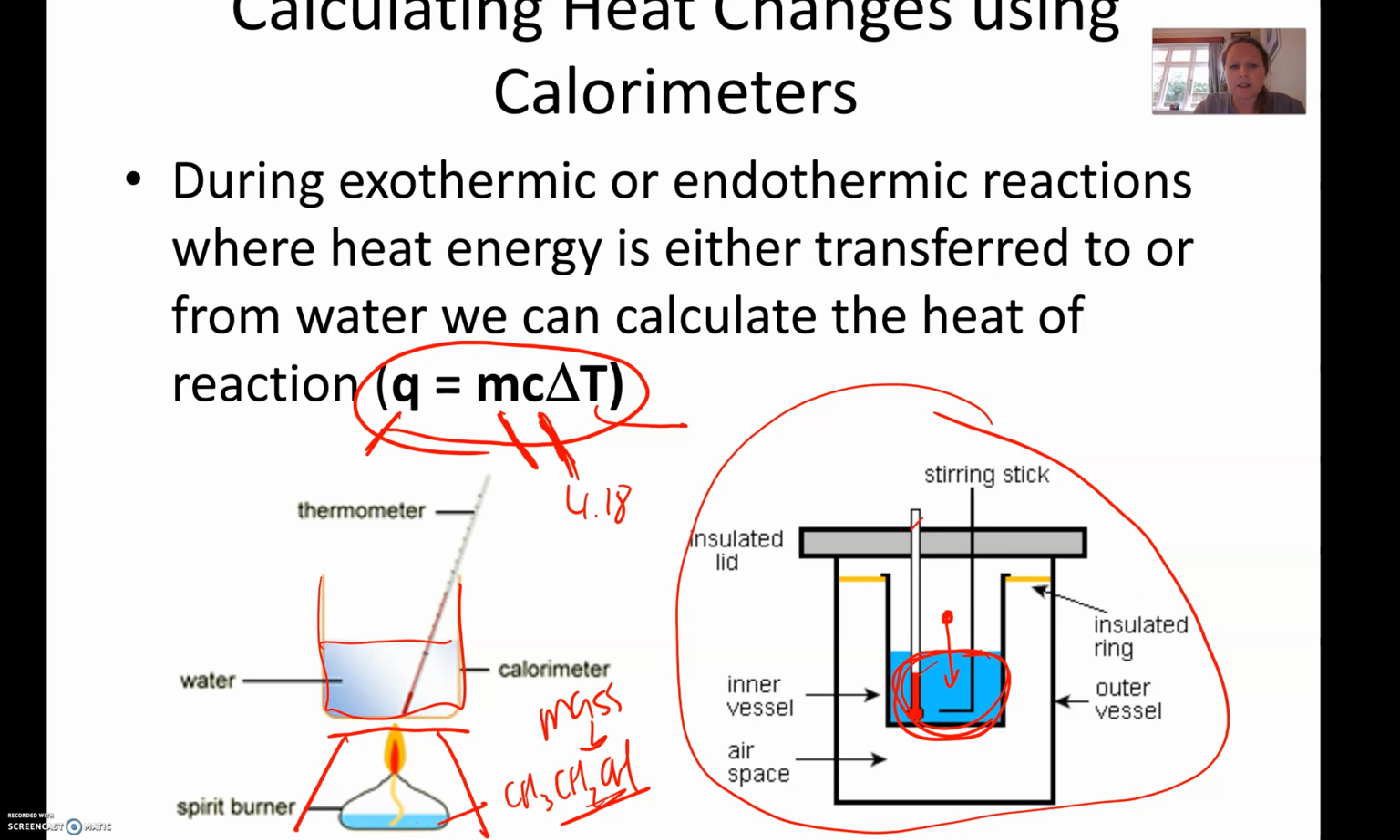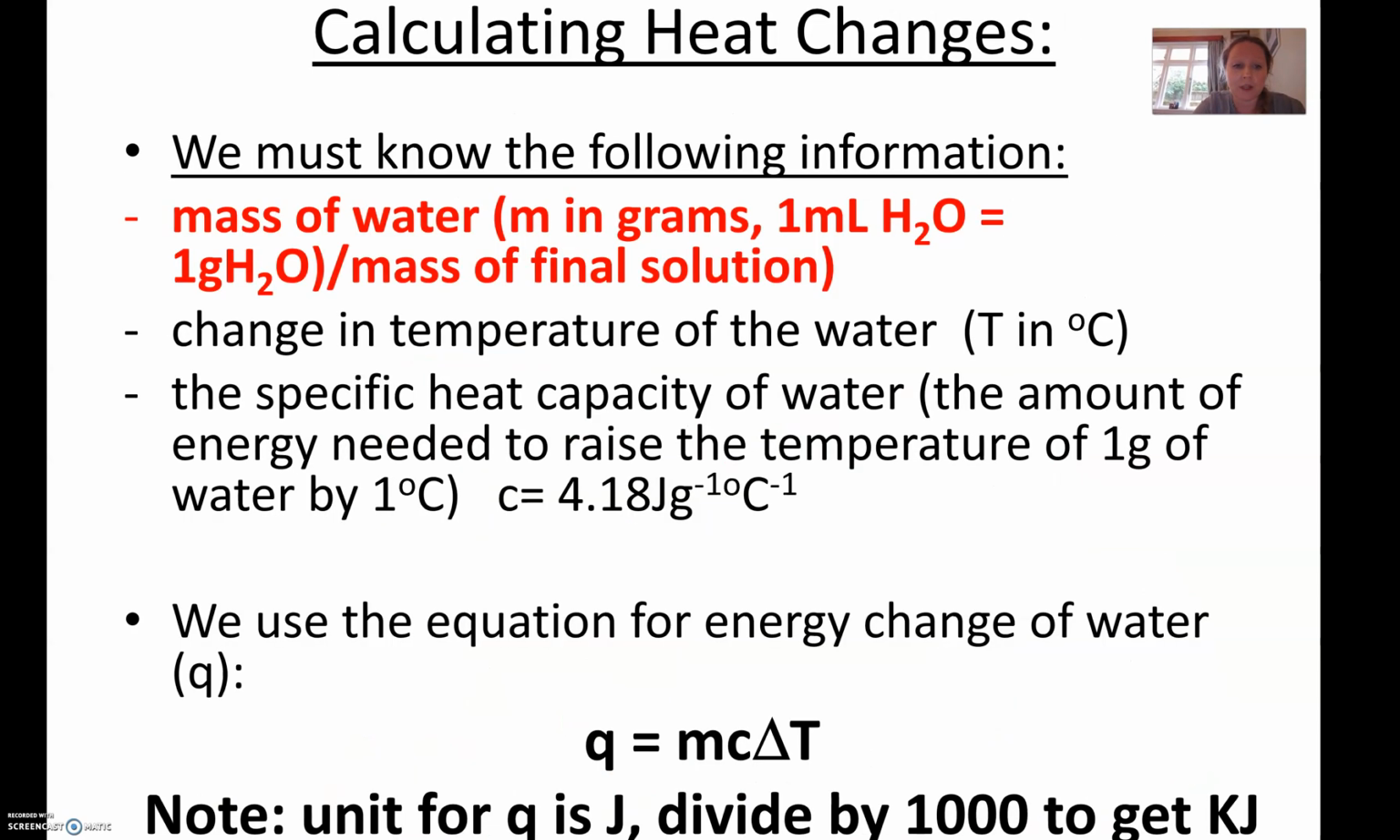So I hope that makes sense, but now I'm going to go through how the equation works. But anyway, that's in essence what we're doing. So it's heat transferred to water, and we're measuring the change in temperature and relating that to an energy. Okay, so what do we need to know?